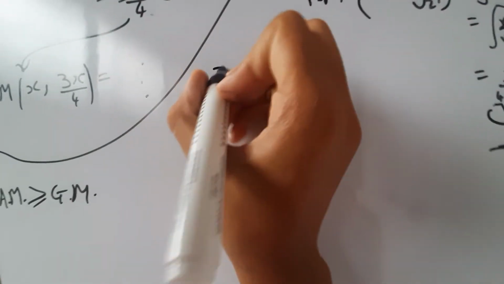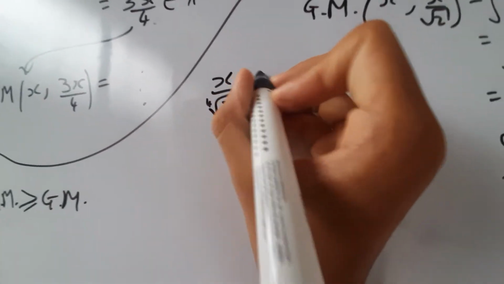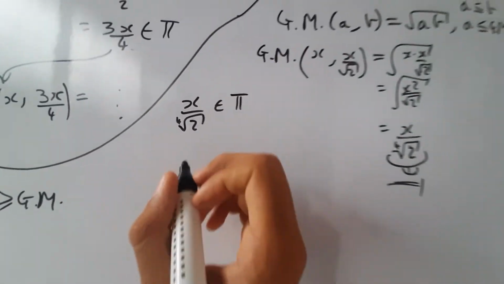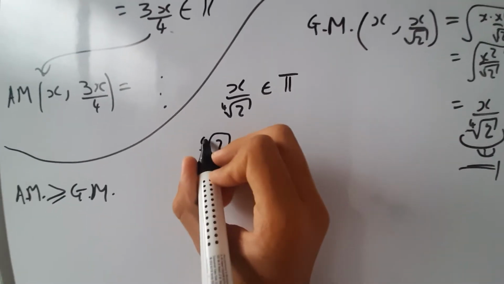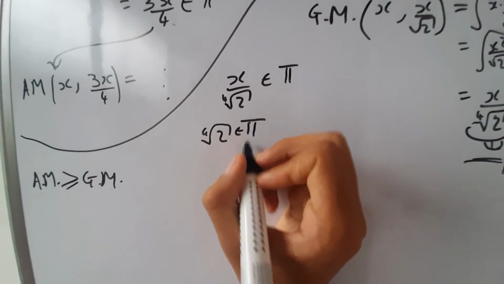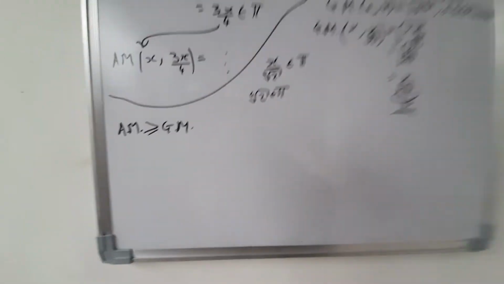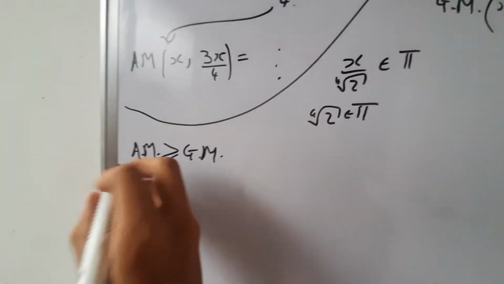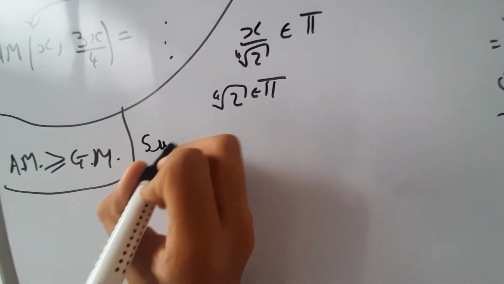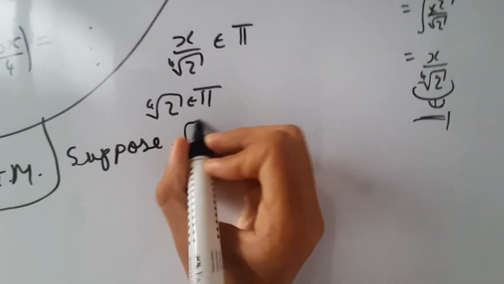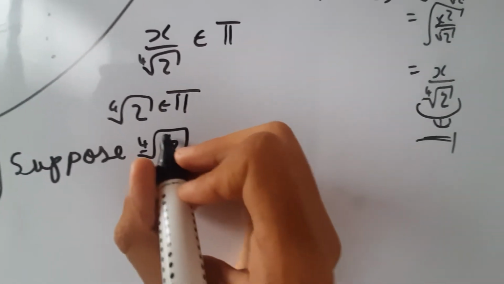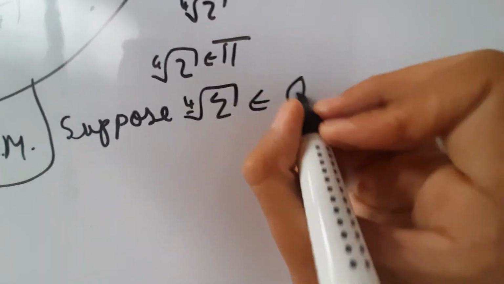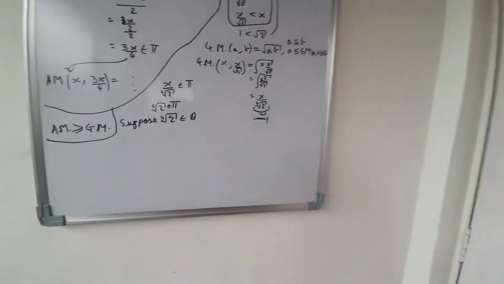So for x upon the fourth root of 2 to be an element of the irrationals, since x is a rational number, we'll have to prove that the fourth root of 2 is an element of the irrationals. So I'm just going to show how to prove this. It's not that tough. I'm just going to put this in a box. We start by supposing the fourth root of 2 is an element of the rational numbers, right? We do this by way of contradiction.